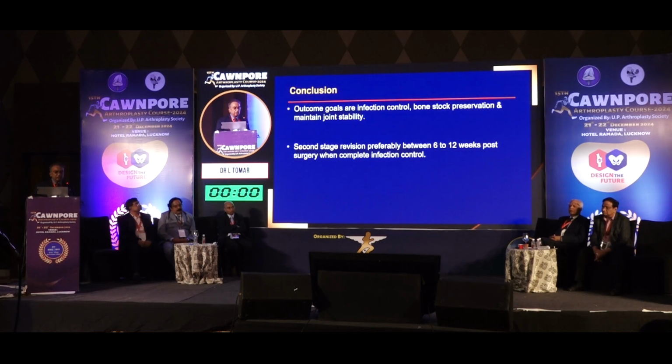So this was all about this first stage revision, and to conclude, the outcome goals are infection control, bone stock preservation, and maintaining joint stability, with second stage revision preferably between 6 to 12 weeks post-surgery when complete infection control is there. These fabricated articulated spacers give a good range of movement and better rehabilitation during that period until the second surgery takes place. Thank you very much for the patient hearing.